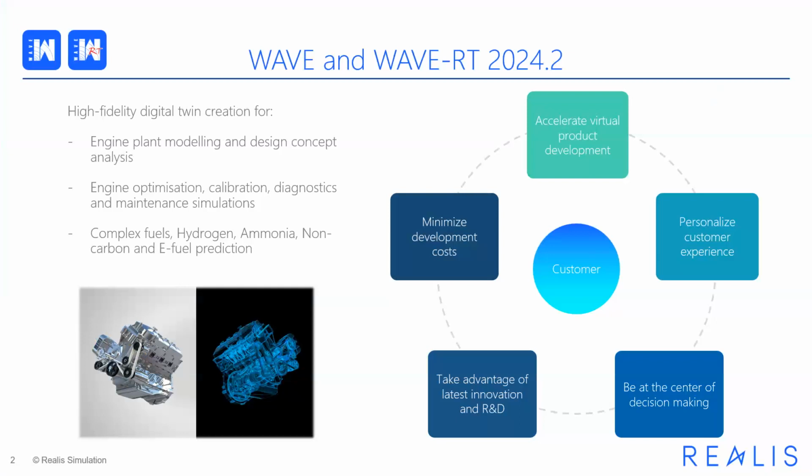WAVE and WAVE-RT provide high-fidelity modeling capability for internal combustion engine development. With WAVE Product Suite, our customers can accelerate virtual product development and leverage the latest innovation in R&D in 1D and real-time CFD space. Realis products deliver a personalized experience while minimizing the development costs and placing our customers firmly at the center of decision-making. So let us dive into the 2024.2 release content and discuss how these new features in 2024.2 can help you accelerate your CAE analysis workflows and create more accurate models.